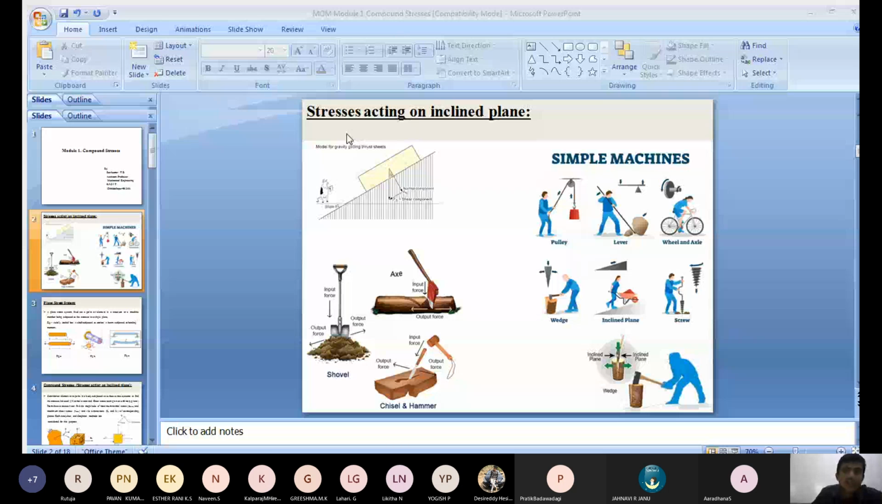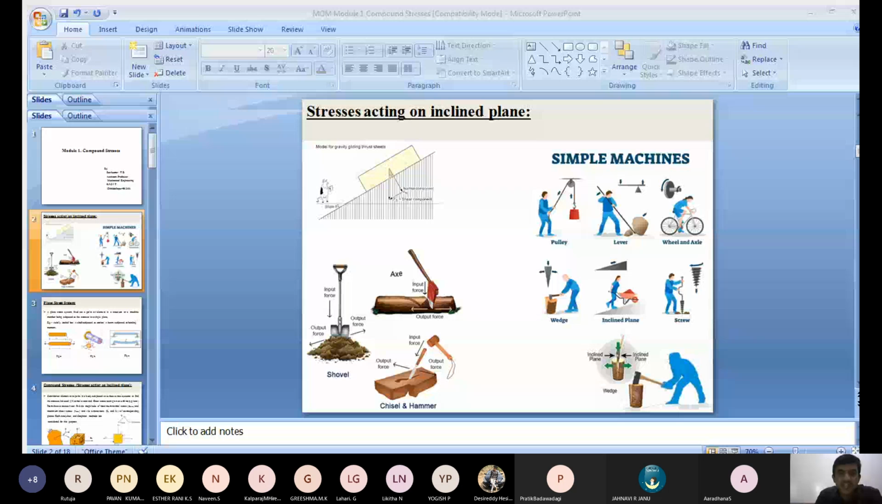Now, some other examples where two or more stresses act on a body. We can take a shovel. When you insert a shovel into mud or sand, you can see how many stresses are developed: one stress acting vertically downward, and other stresses acting in the horizontal direction. Similarly, take an axe. When you cut wood, the axe is an inclined plane. A knife is also an inclined plane. The stresses acting on the inclined plane produce compound stresses, two or more stresses acting on that plane.